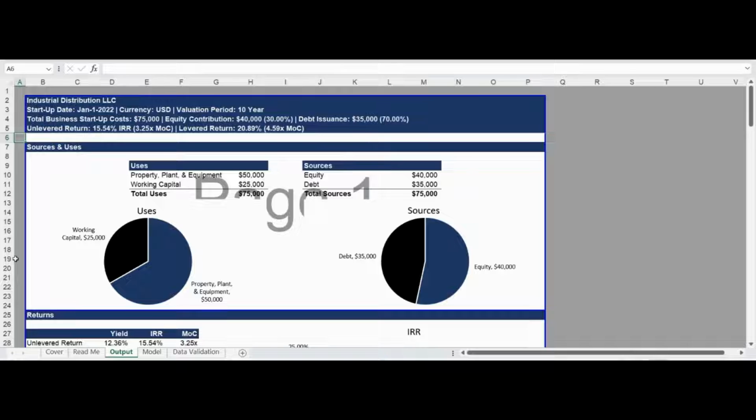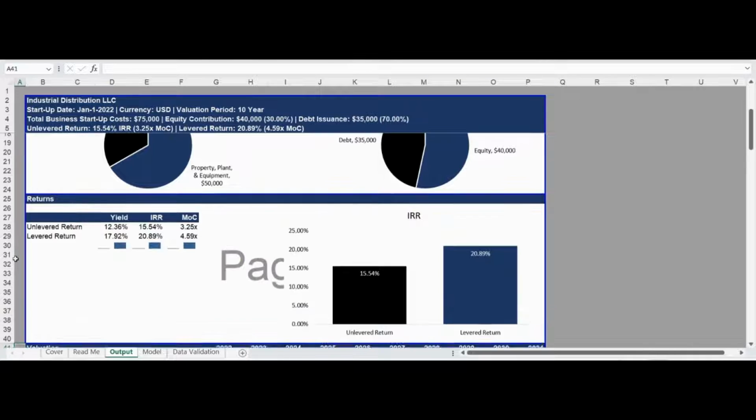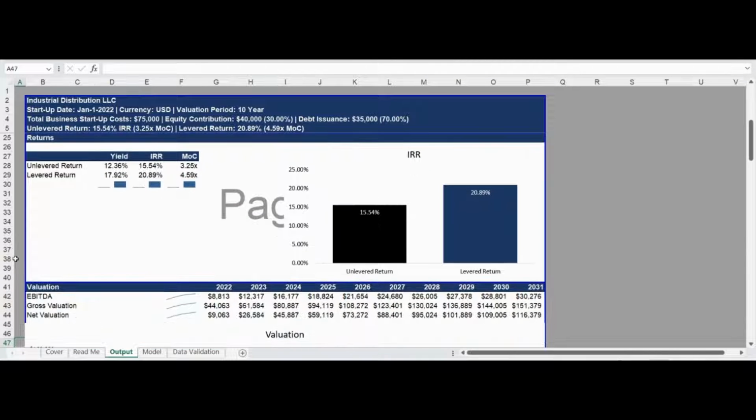The output report starts with a data table and visual presentation of the sources and uses based on the business and capital stack you defined. The next section highlights key investment returns in a data table as well as the visualization. The investment metrics highlighted include the yield, internal rate of return, and multiple of capital.